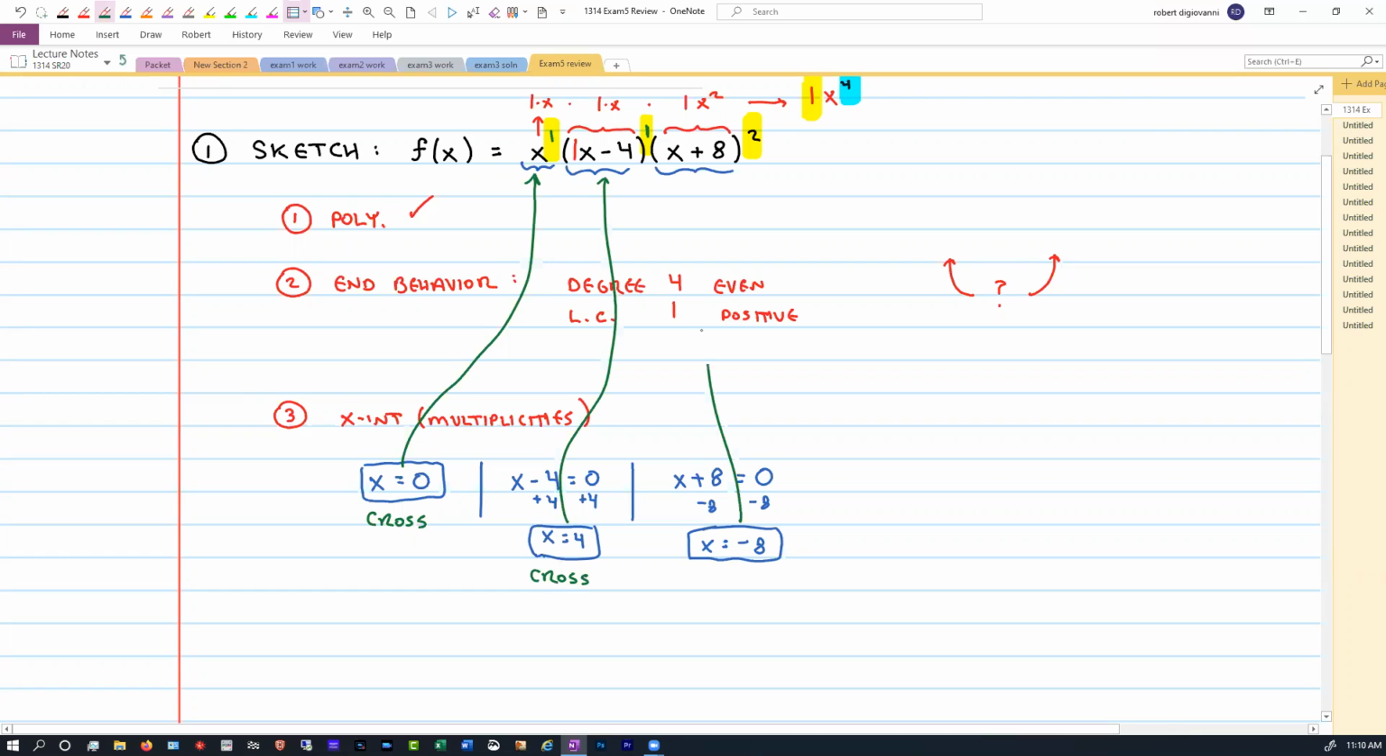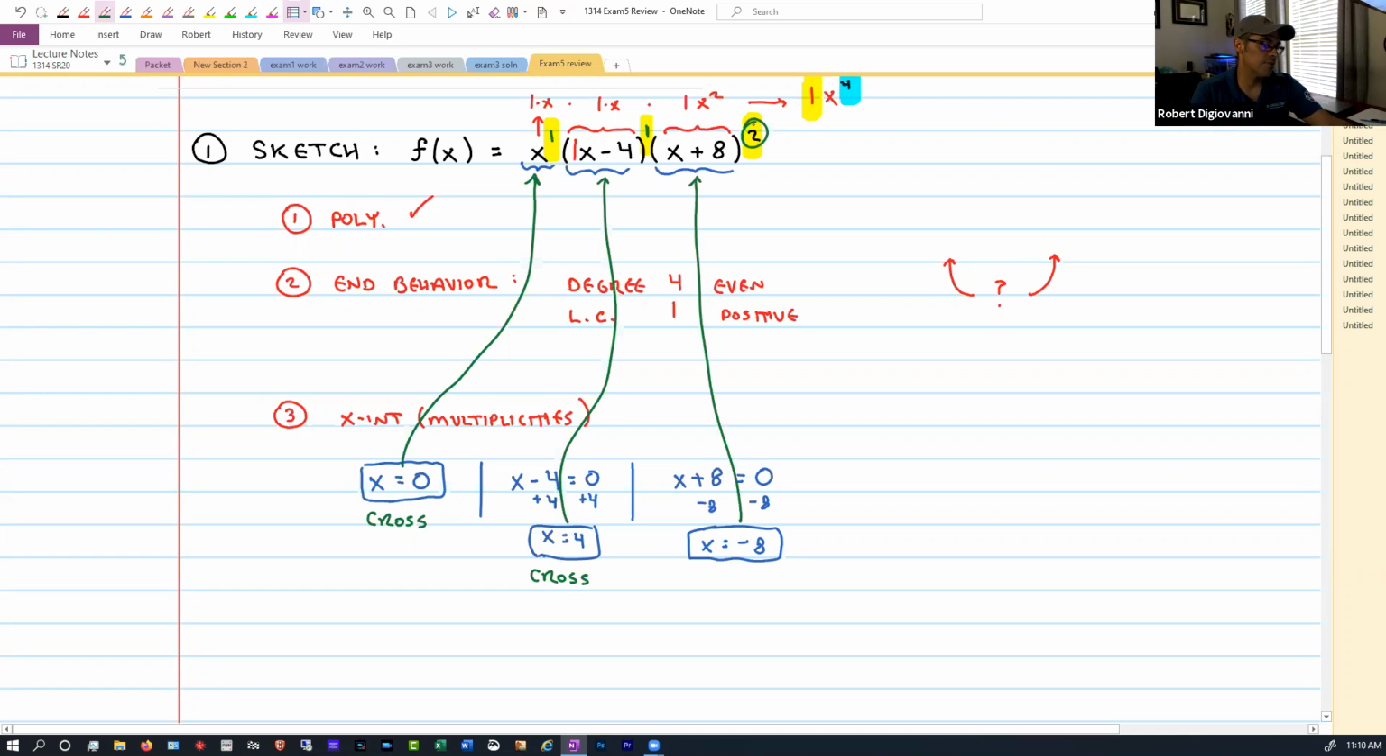And then the -8 came from this factor, but this one was squared. That's an even number, and anytime you have an even, you'll bounce. And that should be it. We should have everything we need now to draw the polynomial, or to sketch it. So I'll do it over here to the side.